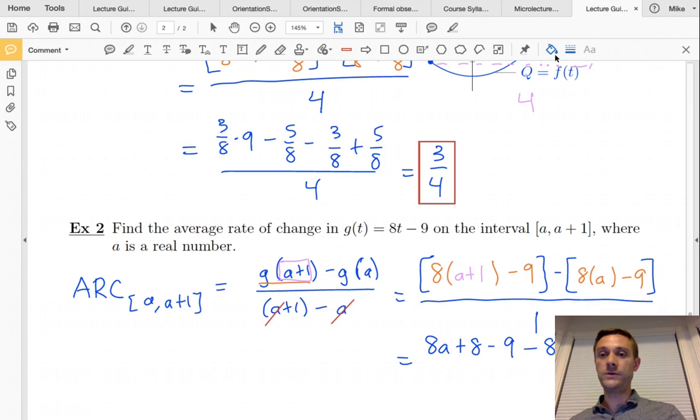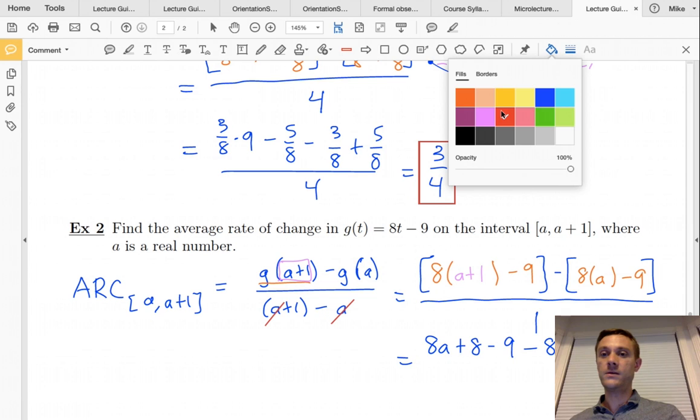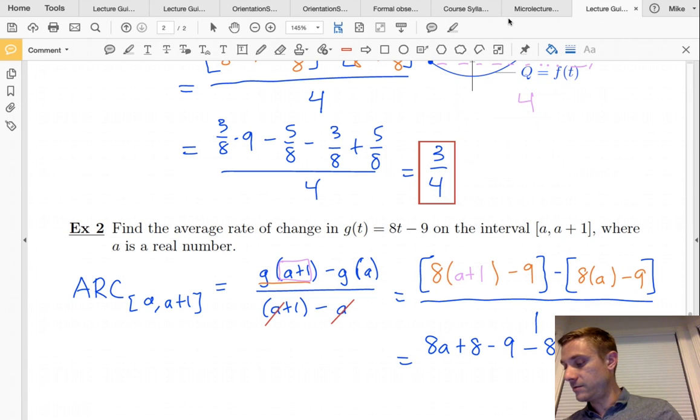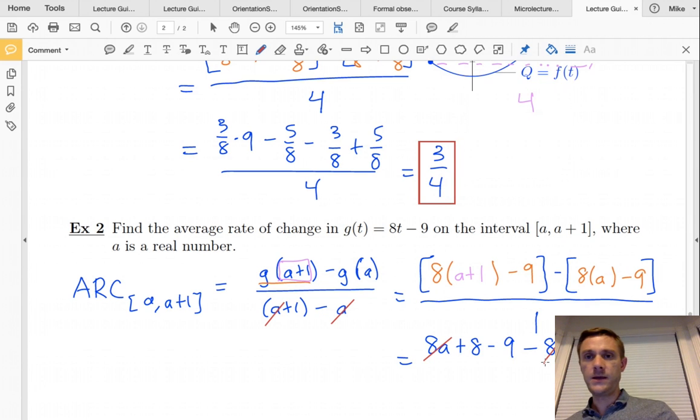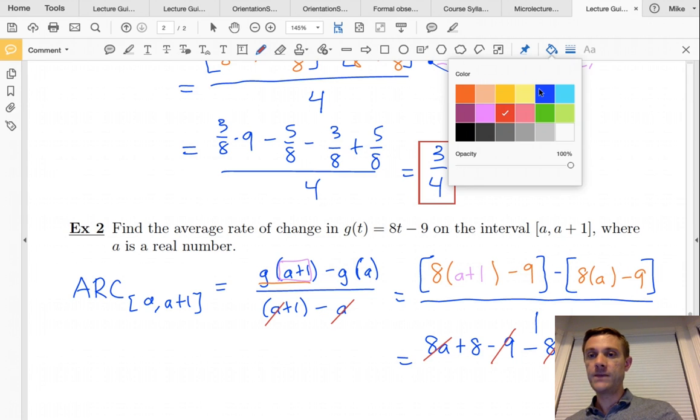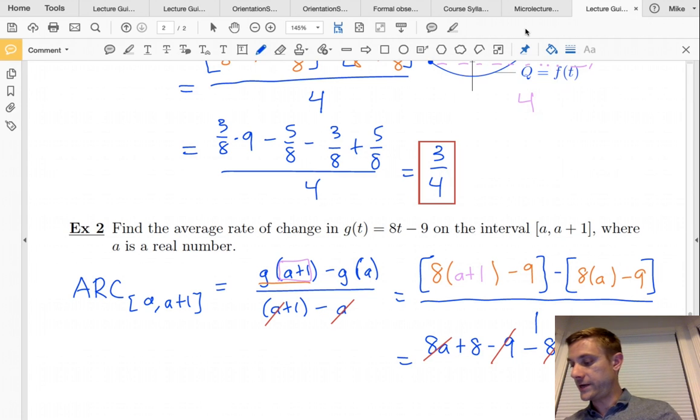We get to go through and cross out a bunch of stuff here because we have 8a minus 8a. We have a 9. Give me my red back. We have 9 and a minus 9. And all that's left is 8. It turns out, fine, 8 is a perfectly good number. Nothing wrong with 8. Deserves our victory box like everything else here.